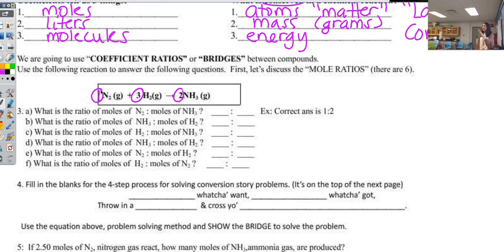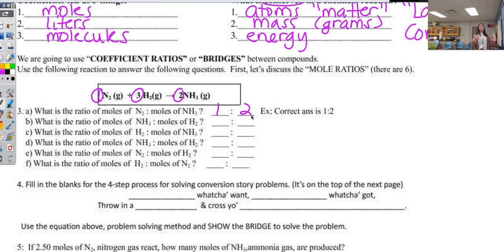On the count of 3, take a look. What you're going to do is find the N2, find the number that's attached, find the NH3, find the number that's attached, and tell me what numbers you see. 1, 2, 3, go. And then you say, for this, you say 2. You use TO. Okay, so what are we going to say? Ready? 1, 2, 3, go. I want N2 to NH3. Ready? Everybody ready? 1, 2, 3, go. 1 to 2. Very good. So that you would say is a 1 to 2 ratio.